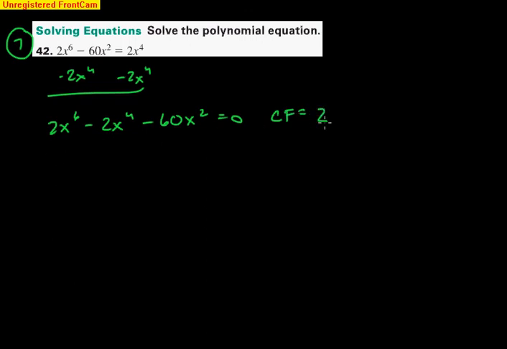First is a common factor. 2, 60. Take out a 2. x to the 6th, x to the 4th, x squared. Take out an x squared. So this is going to reduce us pretty considerably.